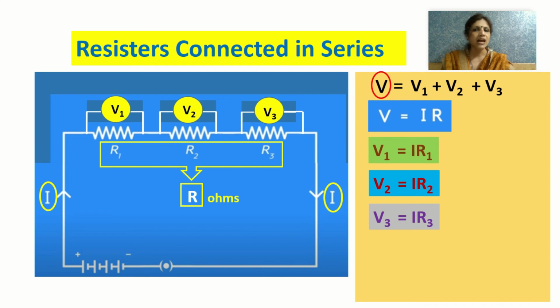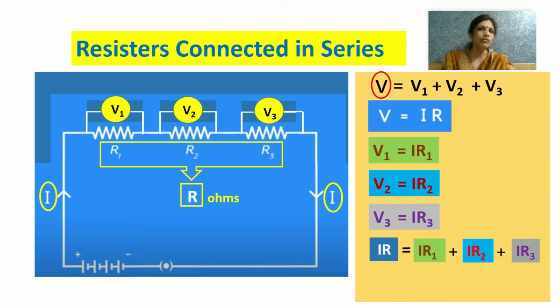So what we get? IR is equal to IR1 plus IR2 plus IR3. If you divide this equation throughout by I, we can cancel this I. So what we are left with? We are left with R is equal to R1 plus R2 plus R3. So the equivalent resistance of the 3 resistors connected in series is equal to the sum of the 3 resistors connected in series.